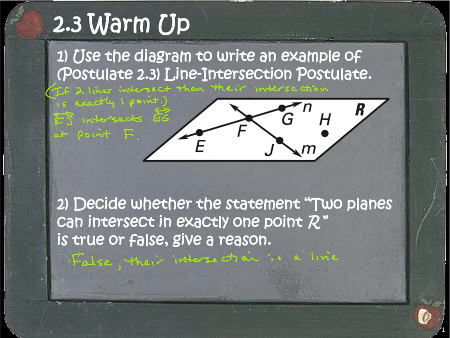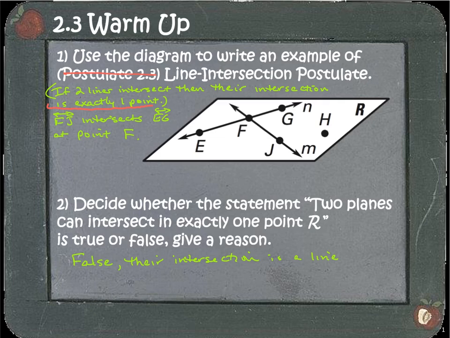It says, use the diagram to write an example of postulate 2.3. Again, this number's not important to us, but if you go to Canvas and in the general information module, remember I have posted that theorem and postulate file, and in there it tells you all the names for the postulates. So this one is the line intersection postulate. And in here in green, I've written what it states. And that line intersection postulate states, if two lines intersect, then their intersection is exactly 1 point.